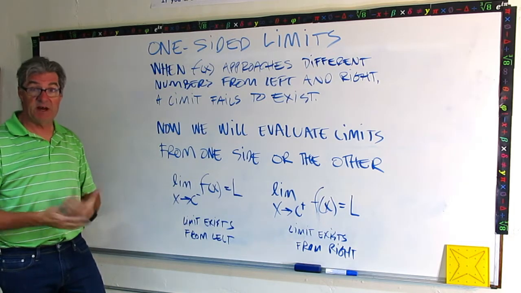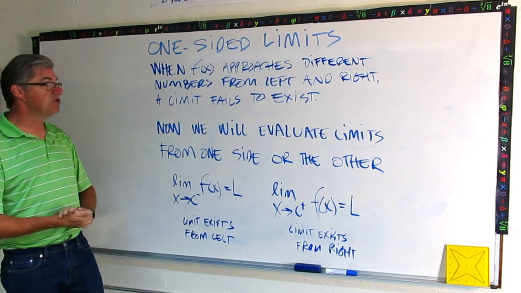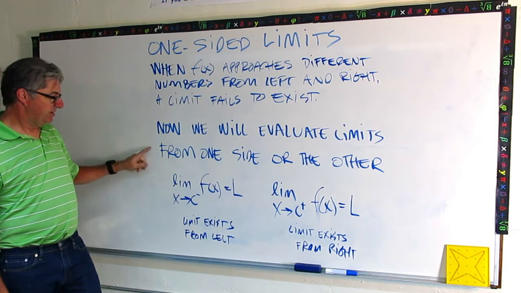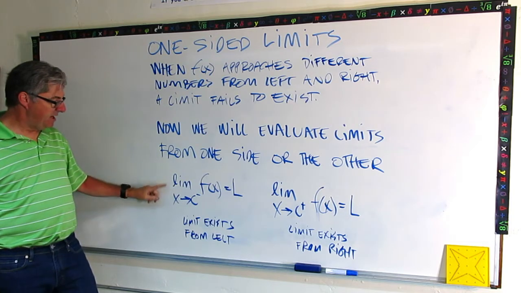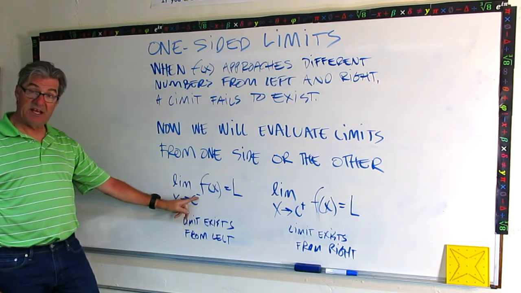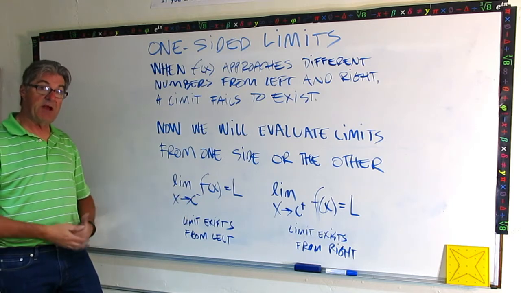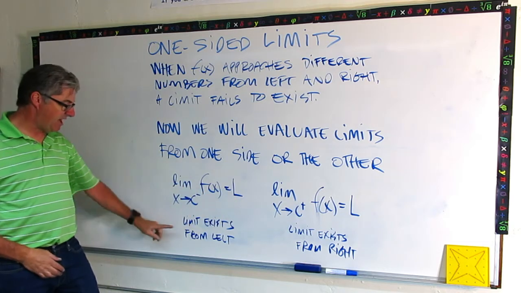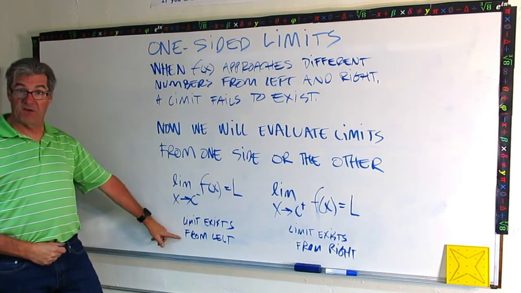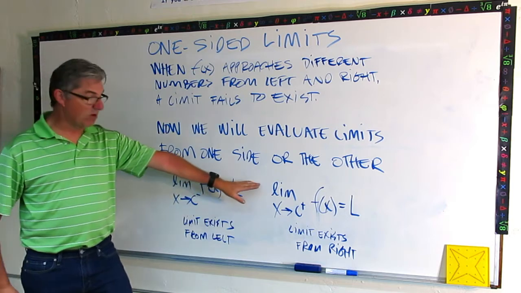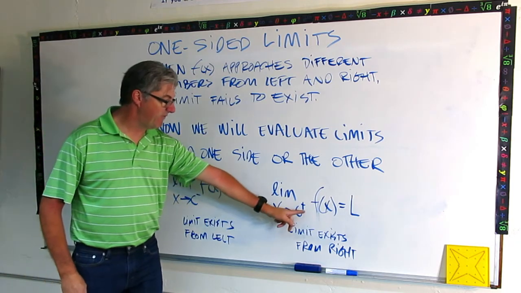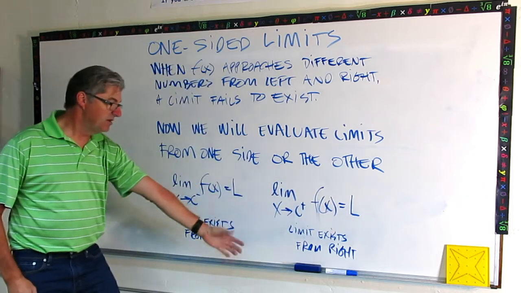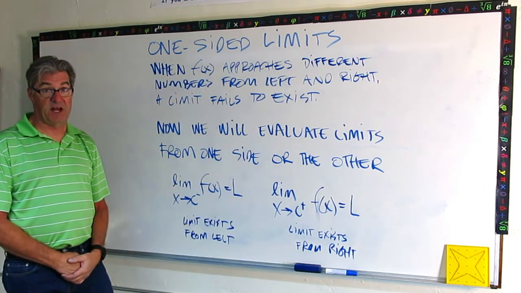It's still useful mathematically to be able to evaluate functions that have limits that exist only on one side or the other. So check this out. Some notation here: the limit as x approaches c with this little negative sign means as it approaches c from the left of f of x equals L. So there's some limit there, and we say the limit exists from the left. In a similar way, the limit as x approaches c from the positive side, from the right, of f of x is L. So this limit exists from the right.